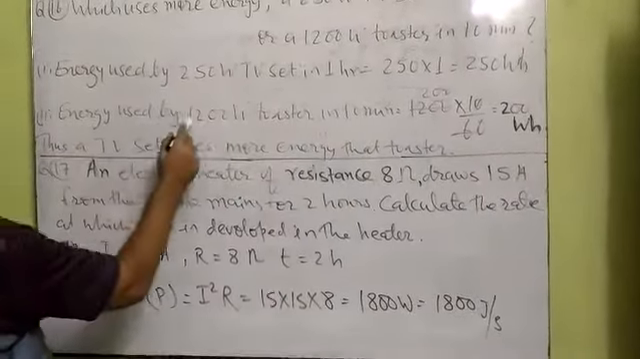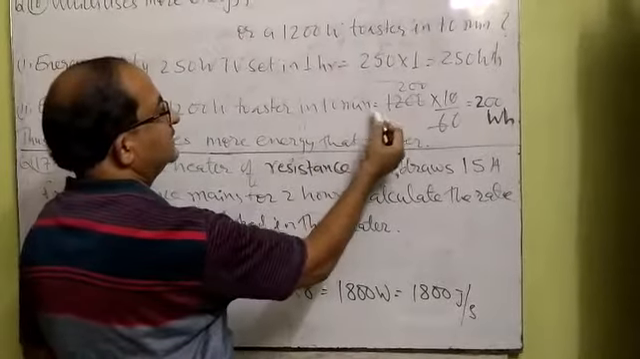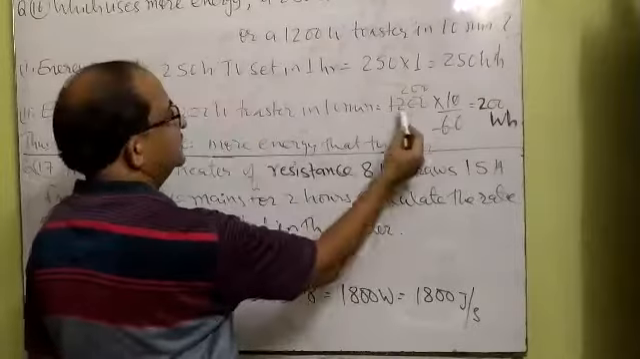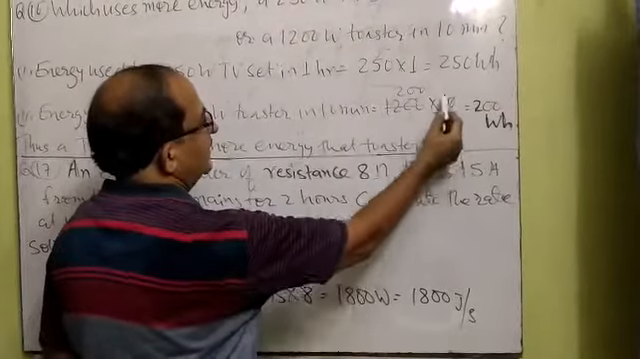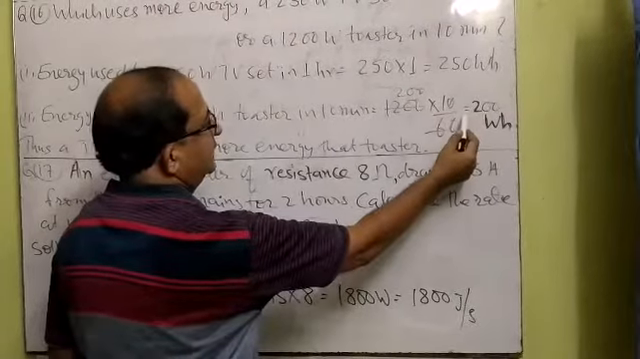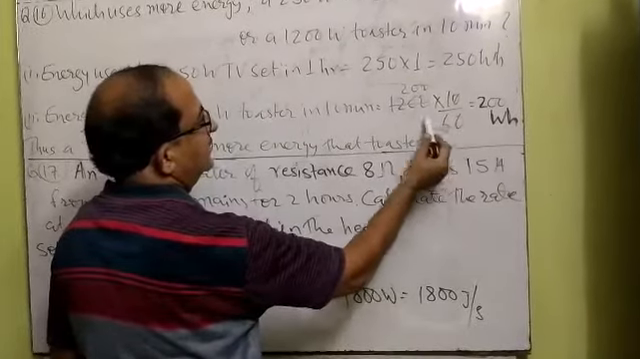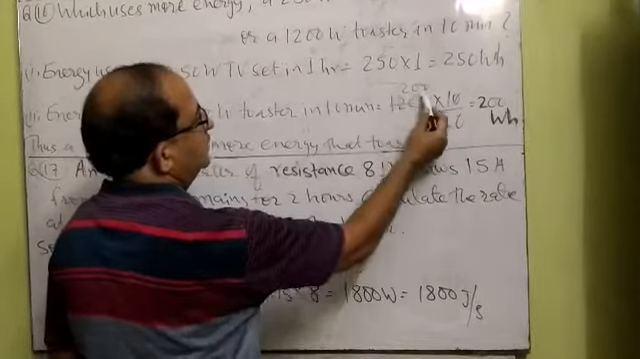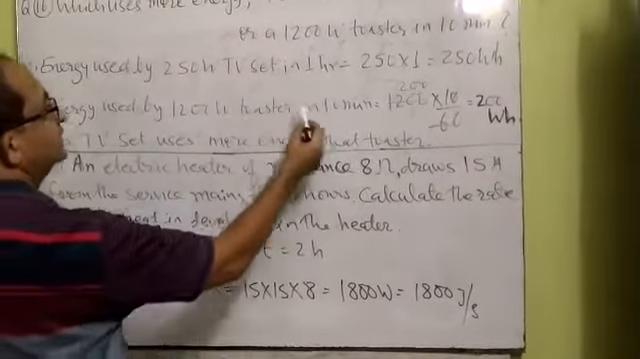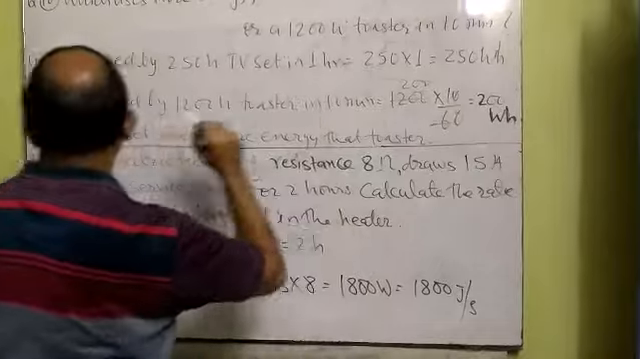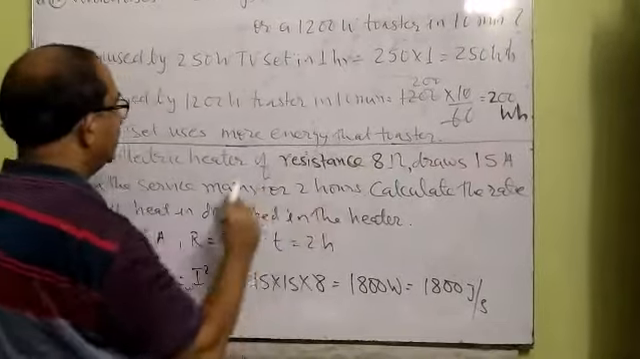Now the energy used by the 1200 watt toaster in 10 minutes. Again the formula of energy is power into time. Power of the toaster is 1200 watt, whereas the time is 10 minutes, which we will convert into hours. 10 divided by 60 gives you the time in hours. Now cancellation can be done. Single zero cancels, and 1200 cancels by 6, 200 times. So 200 watt hour is the energy consumed by the toaster in 10 minutes. So it is clear that the TV set uses more energy than the toaster.